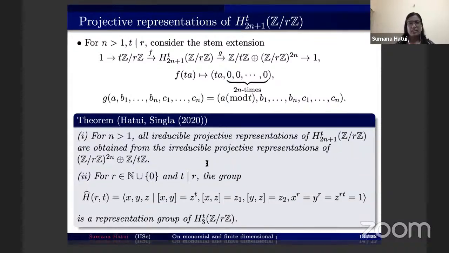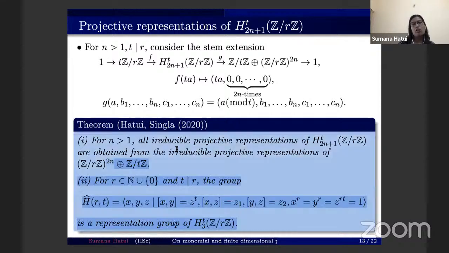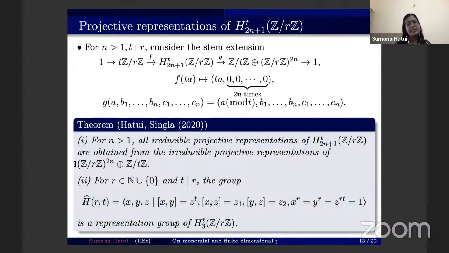So we proved here how the projective representations happen. For n greater than 1, if you consider this H_{2n+1}(Z) or R, then the projective representations of this group are obtained from the irreducible projective representations of this abelian group. So for n greater than 1, it's enough to study this abelian group.